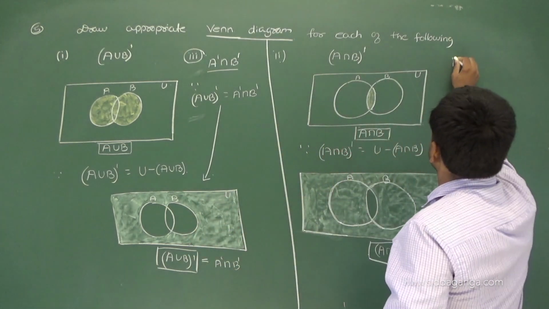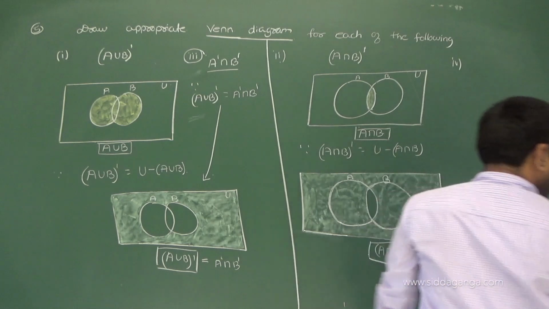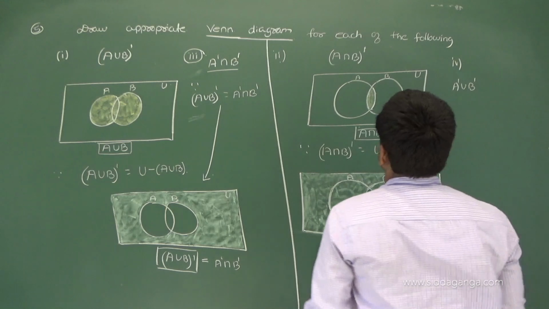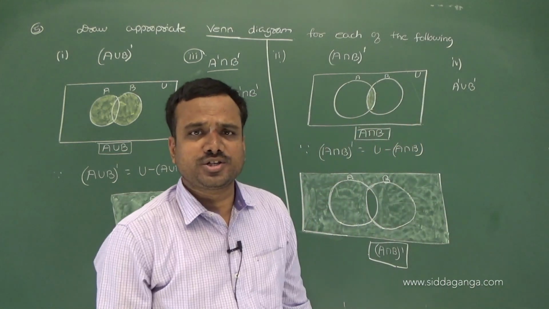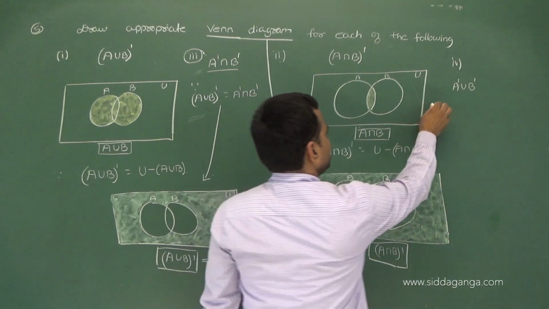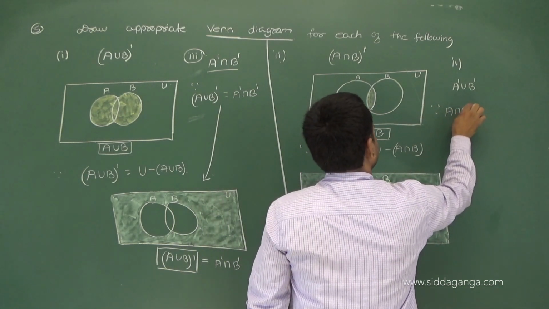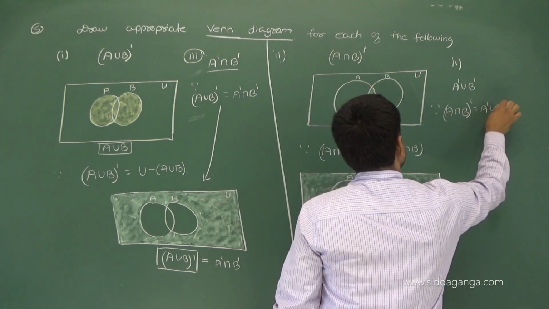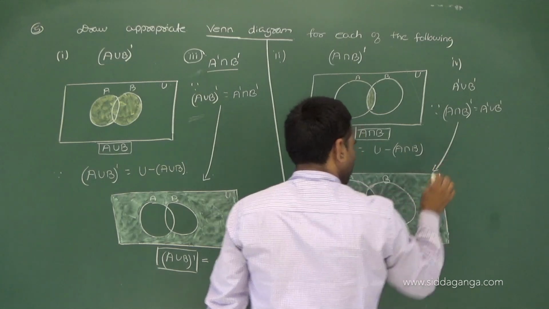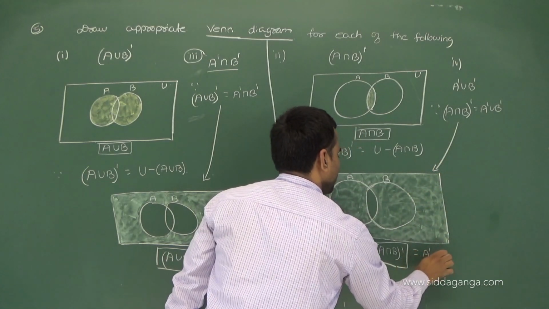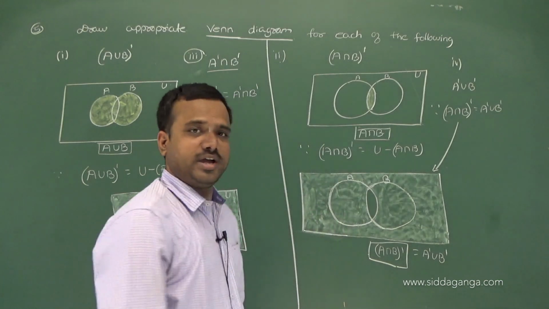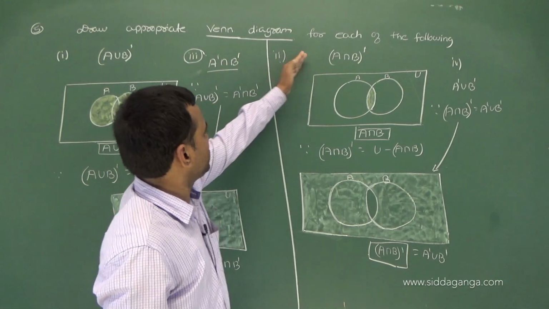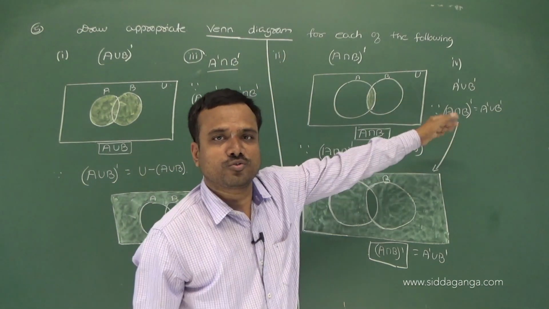Fourth problem. What does he ask? Fourth one, A' union B'. Since (A intersection B)' is equal to A' union B', that implies this diagram is enough. A' union B'. So first problem is over, second one is over, third one is over, fourth one is over.